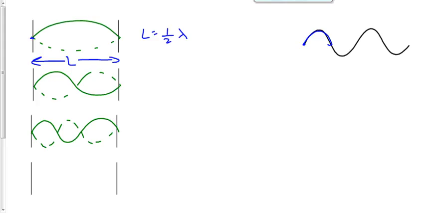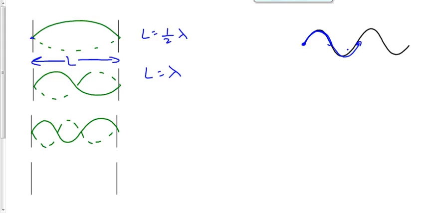What about the next one? Okay, we start right here. We keep going this time to here. How much of a wave is that? That's an easy one, right? Stefan, how much of a wave is that? That's a full wave. So we're going to say L is equal to lambda there.